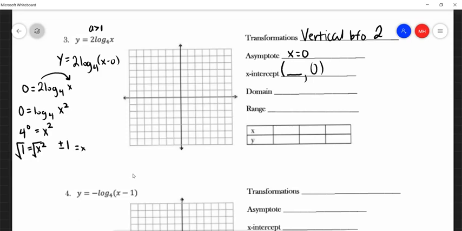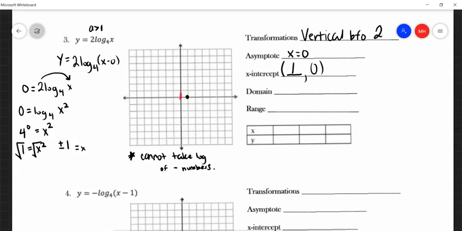But since this is a log, we cannot take the log of negative numbers. So just keep in mind, cannot take the log of negative numbers. So I don't want to use the negative one. I'm just going to keep the plus 1. So my intercept says 1, 0.